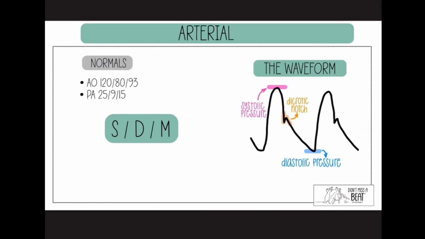And last but not least, we have the arterial waveform. This one can be a bit of a misnomer because you have both arterial and venous system, but remember the pulmonary artery is called an artery, or it has artery in the name. So you have AO, which is 120, 80, 93 in the arterial system, and PA, which is 25, 9, 15 in the venous system. So what those numbers stand for are systole, systolic pressure, diastolic pressure, and the mean.